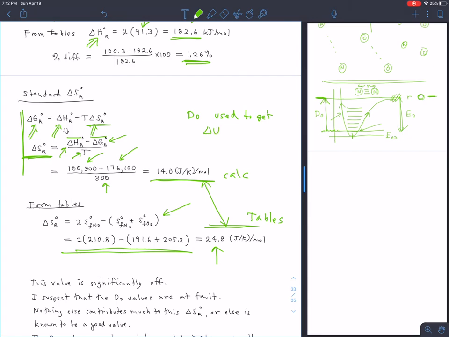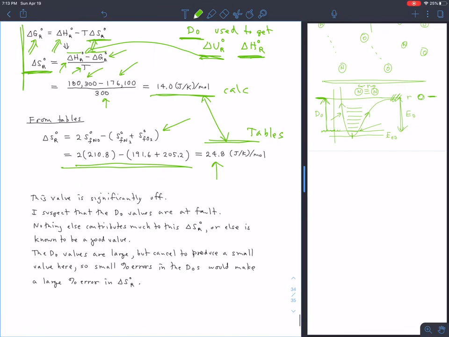deltaU, and hence deltaH. Those are values where you're taking a great big difference between big numbers and getting a small result. That means that if there's a small percentage error in the D0 values, it leads to a large percent error in deltaU and deltaH. Those numbers then go into our calculation for delta S. I don't know for sure, but I suspect that's the origin of the discrepancy in this case.